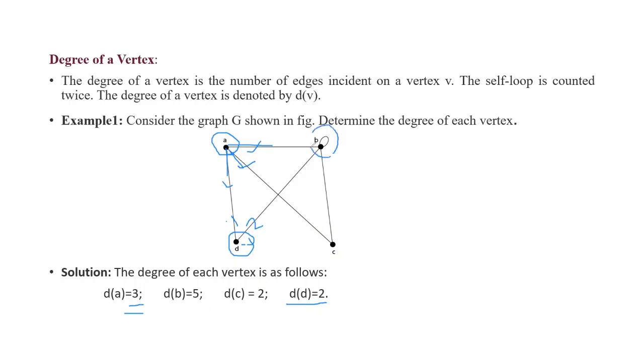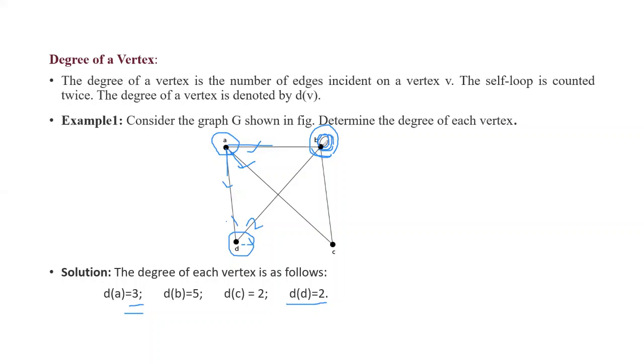Degree of B. Here the self loop is counted twice. So the self loop is here. What do we mean by self loop? A self loop is an edge whose starting and ending point are the same. The adjacent vertices are the same vertex. There is B here, so this is a self loop: an edge starting with B and ending with B.